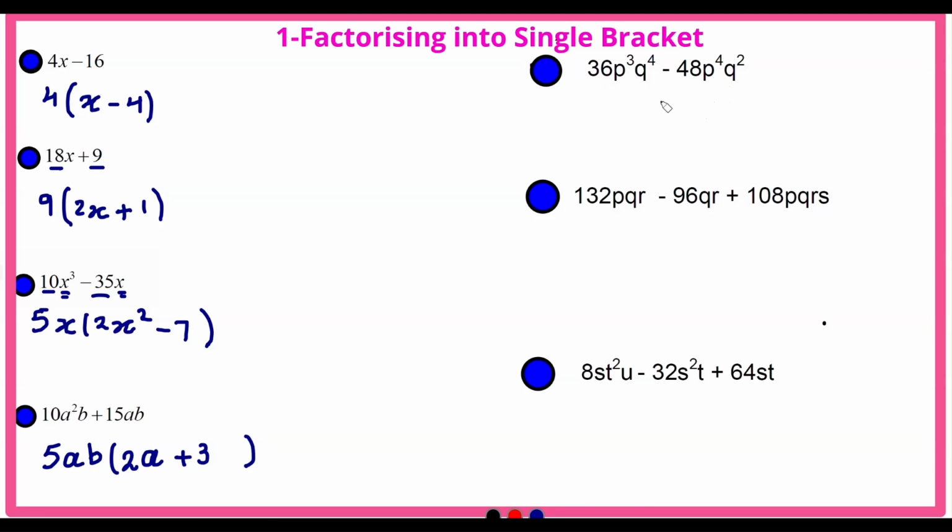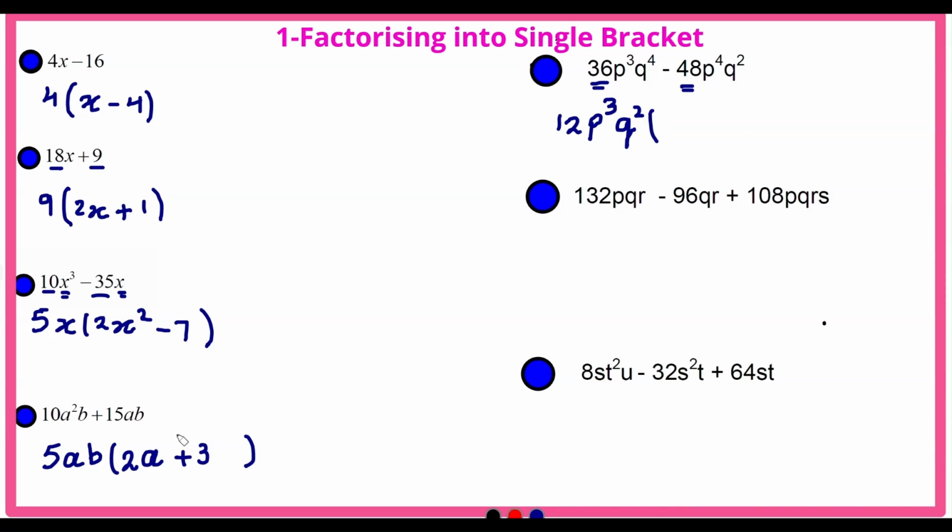What about the highest common factor between 36 and 48? You could say 2. No, but this is not the highest common factor. It could be 4. It could be 6. It's actually 12. So go for 12. That's the highest common factor. What about p cubed and p to the power 4? I go for the one with the lower power, which is p cubed. q to the power 4, q squared. I go for q squared.